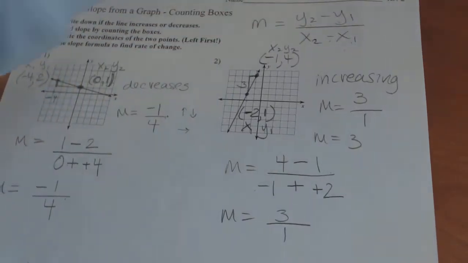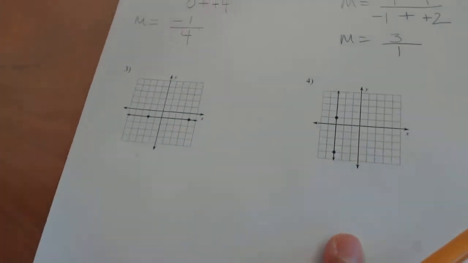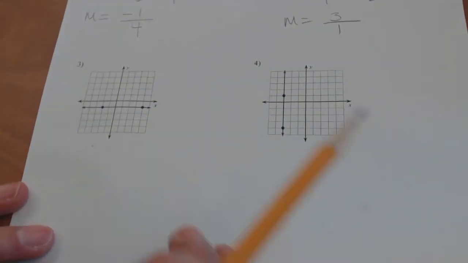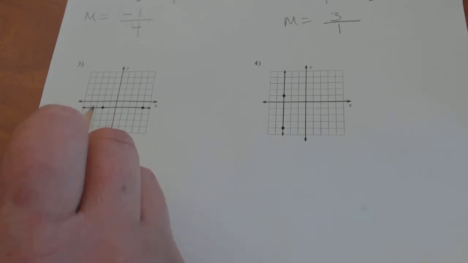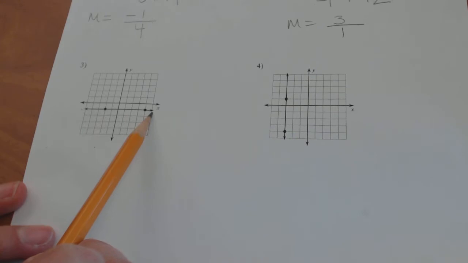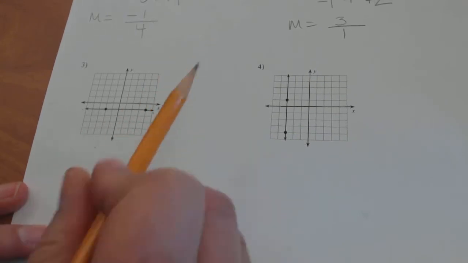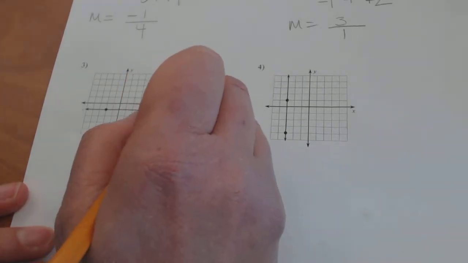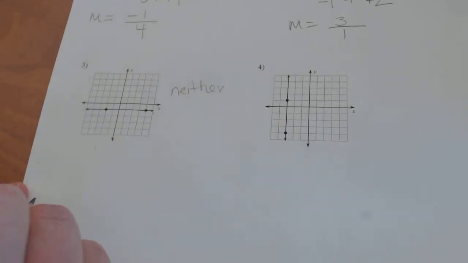Okay, 2 others. Here we go. Number 3, if I look at this graph from left to right, we see that it's neither increasing nor decreasing. So I'm going to put neither increasing nor decreasing.